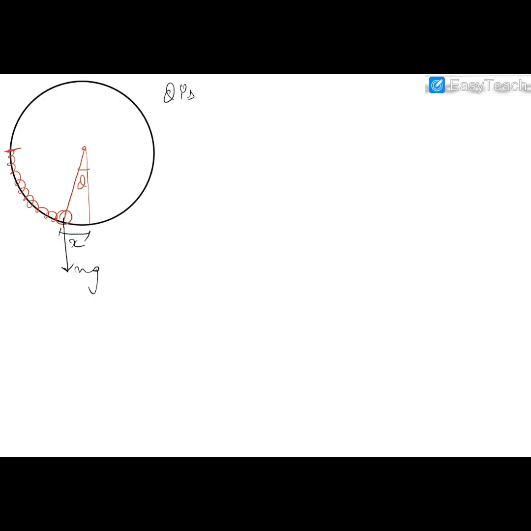So you can see that this is a ring and this is the spring. So let us displace the spring by a small angle theta. This is the small angle theta. Okay, so you can see that mg would be acting in the downward direction, and this small displacement x, theta is very small, therefore x will be equal to this radius.